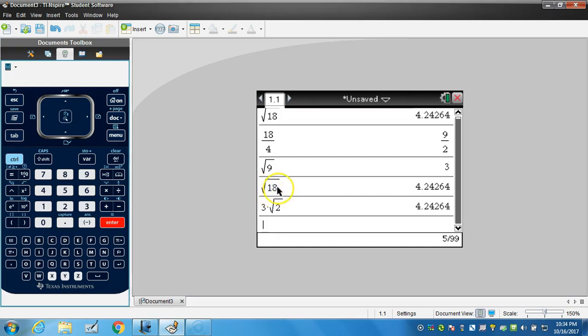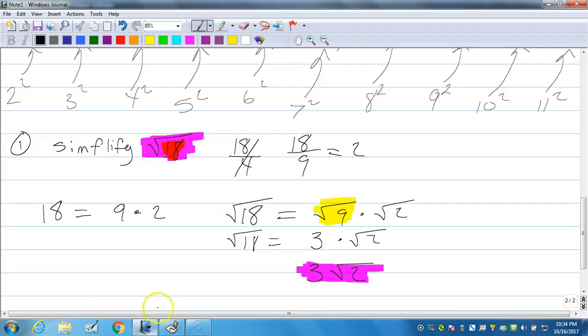Except the square root of 18 is unsimplified. 3 square root of 2 is how it's going to look on your answers and on your answers for your test and on the answers for the worksheet. So you need to learn how to do this. Of course, the more we do, the more practice we're going to get, the easier it's going to become.